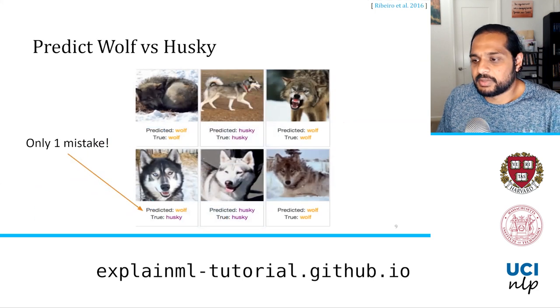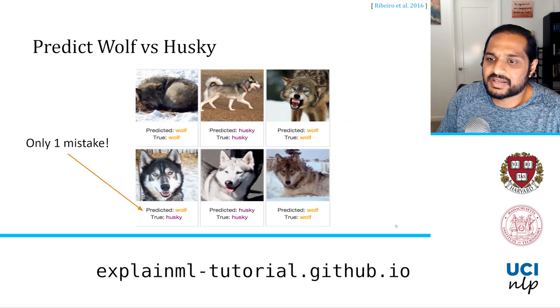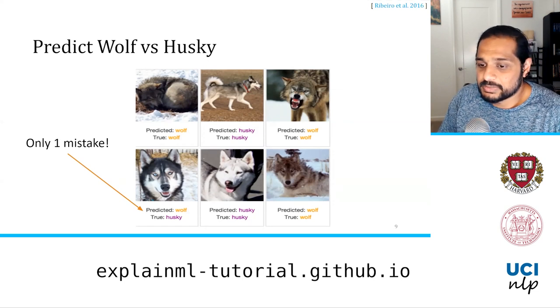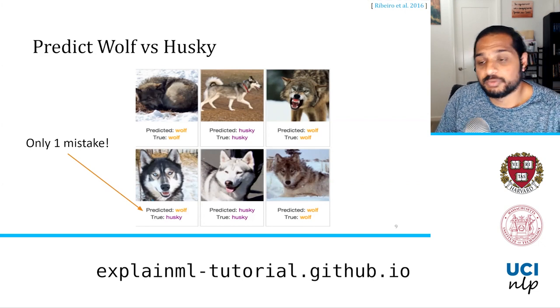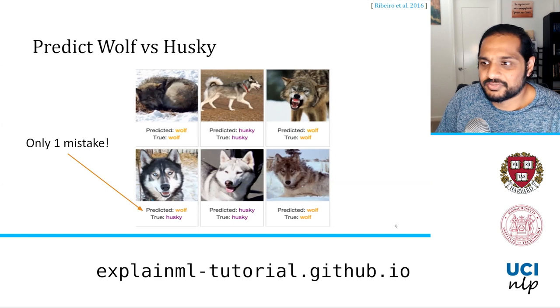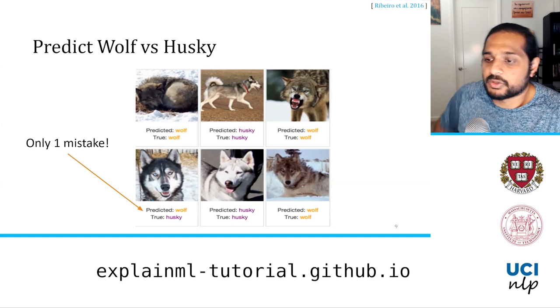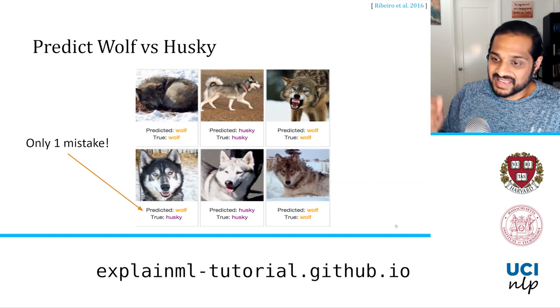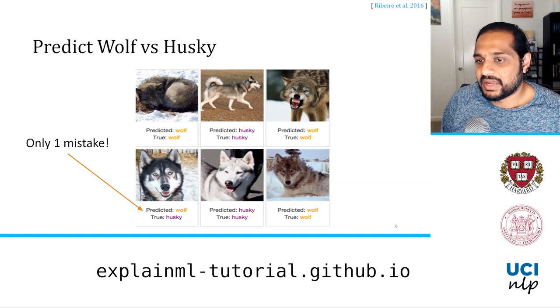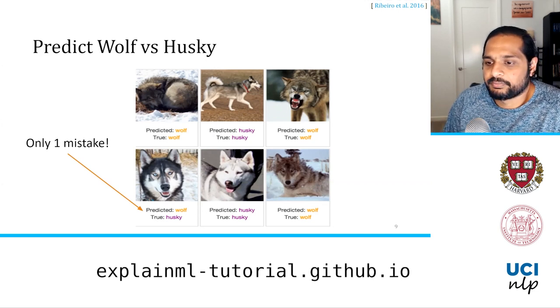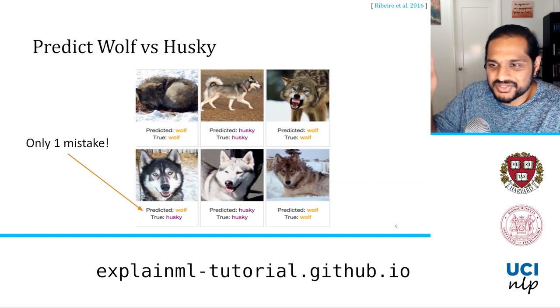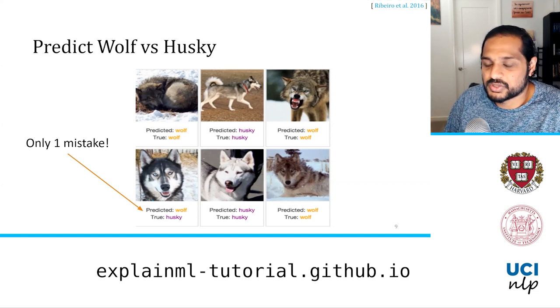Here's an example from the original paper that highlights what LIME could potentially be useful for. Suppose you've trained a classifier that tries to differentiate between wolves and huskies, and a husky is a breed of dog. These are six examples, and you can see the model is quite good at differentiating wolves and huskies. It only makes one mistake in these six examples. If you want to know what it is actually doing, just by looking at these examples it's not quite clear. Maybe you can conjure up what's happening, but you wouldn't be sure.